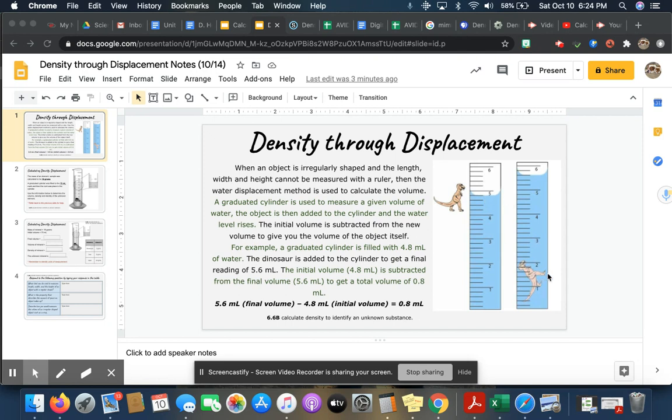Then I'm going to put my T-Rex in. When I put my little T-Rex in, the water level goes up. So I'm going to measure the new water level. It's definitely above 5.4, so we're at 5.6 because I'm going to the bottom. So before it was 4.8, after it was 5.6. So if I come down here, I want to find the total volume of my T-Rex. I'm going to take my final volume of 5.6 and subtract my initial volume, which was 4.8, and that leaves me with 0.8 milliliters. That's the volume of my dinosaur.